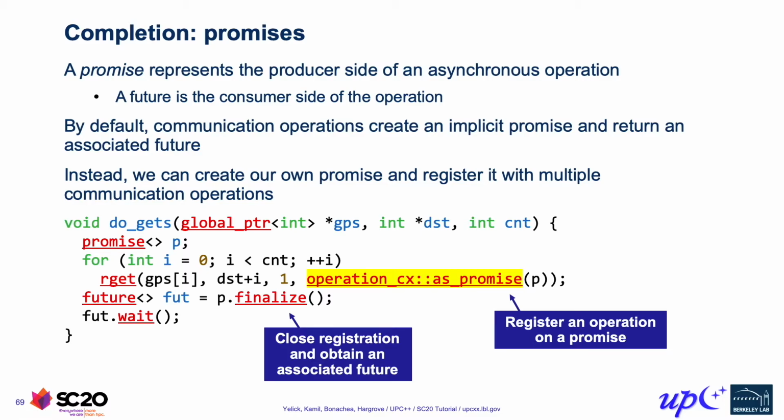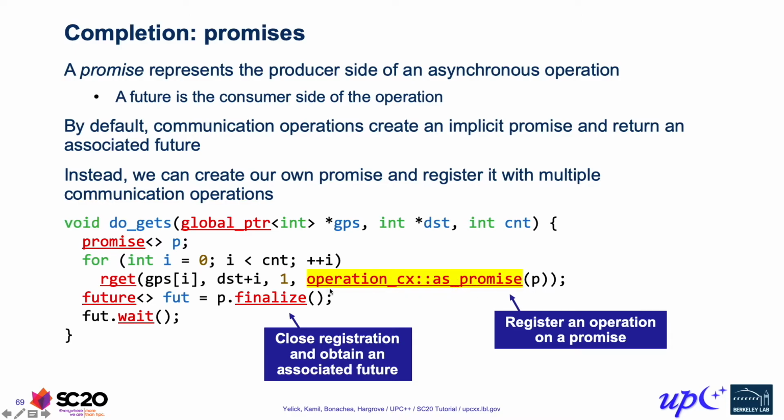And in fact, this allows us to construct a single promise and use it with multiple communication operations. So as an example, we've done that over here. We have a promise here, which we're just using to keep count of the number of operations, so we don't actually have any data values represented here. So that's why the template argument list is empty. And then we launch a number of rget operations providing the same promise object.